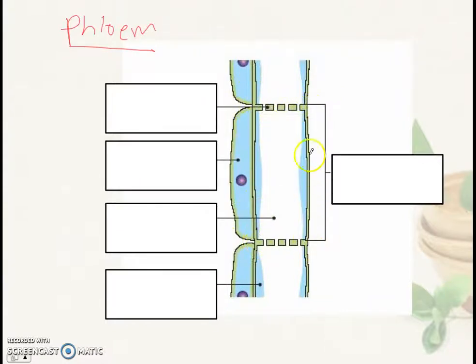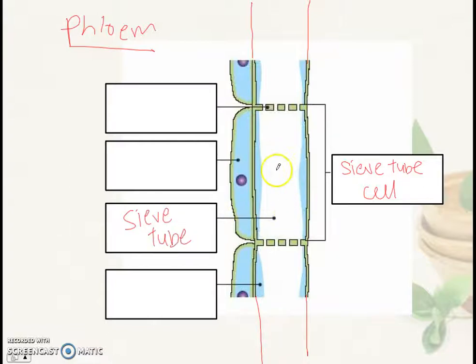There's this cell here, and there's this cell that's next to it. Let's focus on this cell first, this rectangle shaped cell. This cell is called a sieve tube cell. If we connect many sieve tube cells together, let's say there's one on top and one at the bottom, what you will form is a sieve tube. So inside the phloem you will find sieve tubes made out of sieve tube cells.